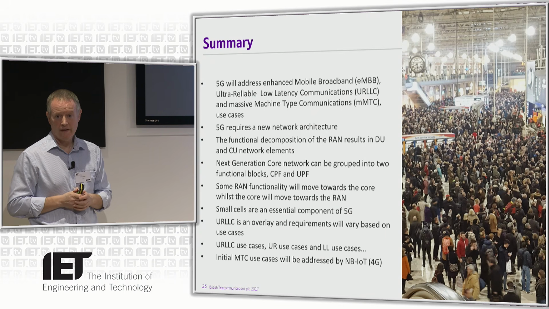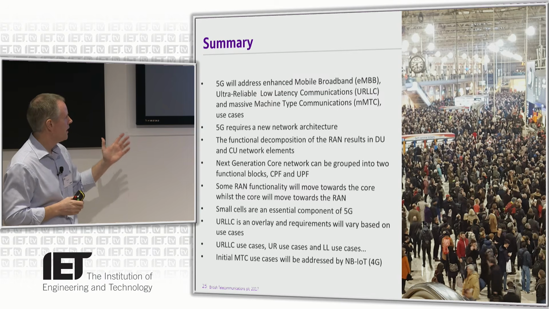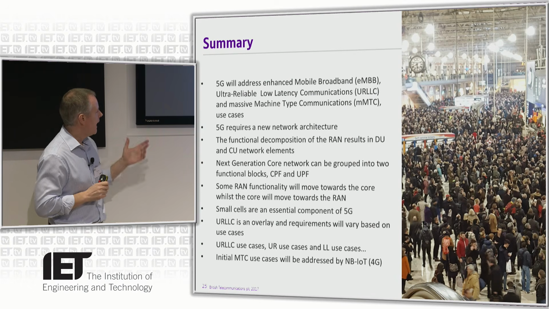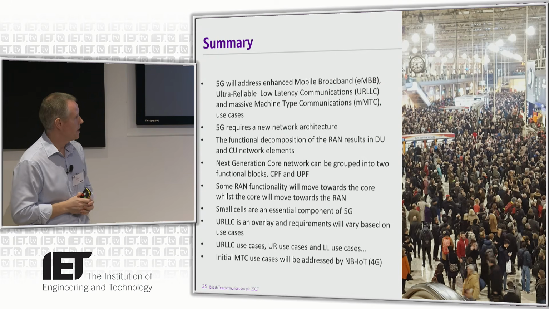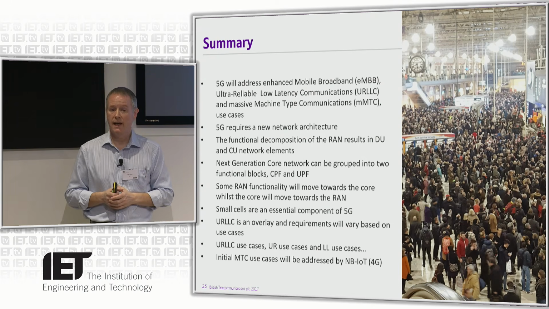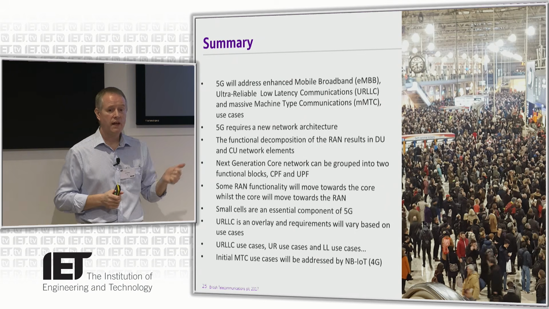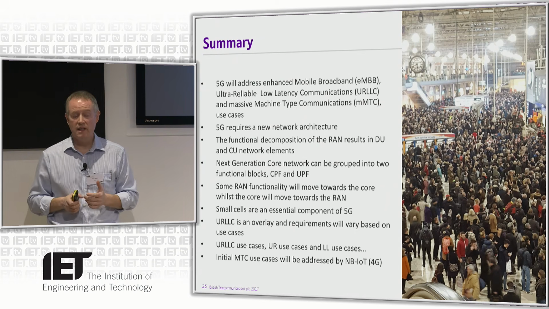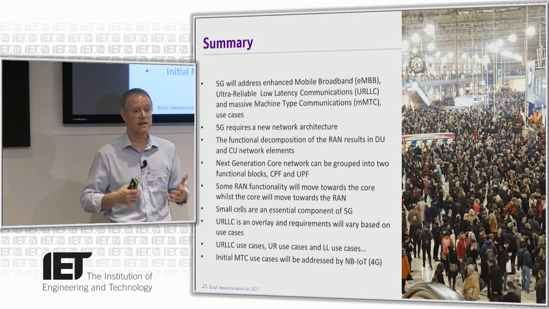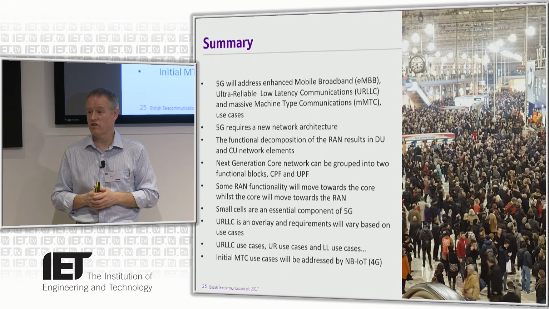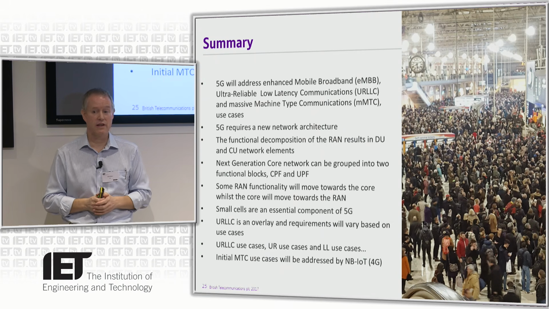URLLC is an overlay on the existing infrastructure, so we build the network and then we pop that on top of it. And the last point there, the initial machine type communication use cases will be addressed by narrowband IoT, and that's being rolled out now. Great advantage of narrowband IoT is you get about a 20 dB improvement on the link budget because of the radio characteristics, so it gives you much better geographical coverage as well as in-built penetration.